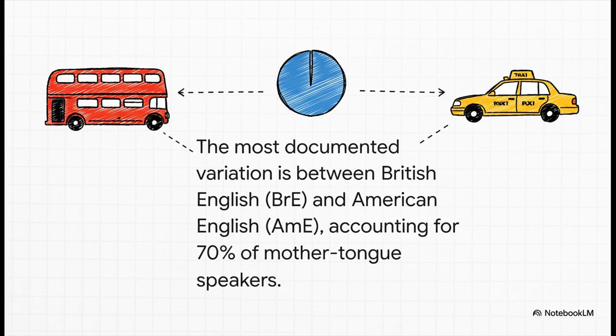Now for your test, the comparison you absolutely have to know is between British and American English. As you can see here, they make up about 70% of all native speakers, so their differences are a really big deal in the world of dialects. So let's look at a few examples.